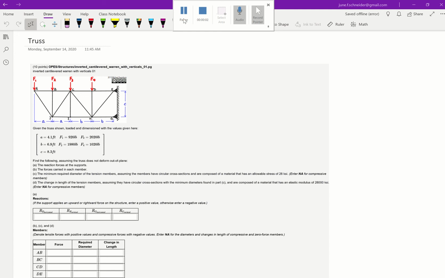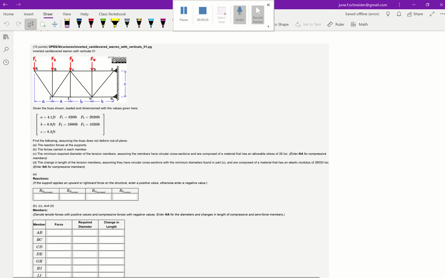Hi, for this problem, even though this is a truss problem, I'm not emphasizing how to solve the truss. There are a few videos already made in the playlist about that. What I'm focusing on in this video is how to fill up the required diameter and the changing length columns, because that's some new concept here.